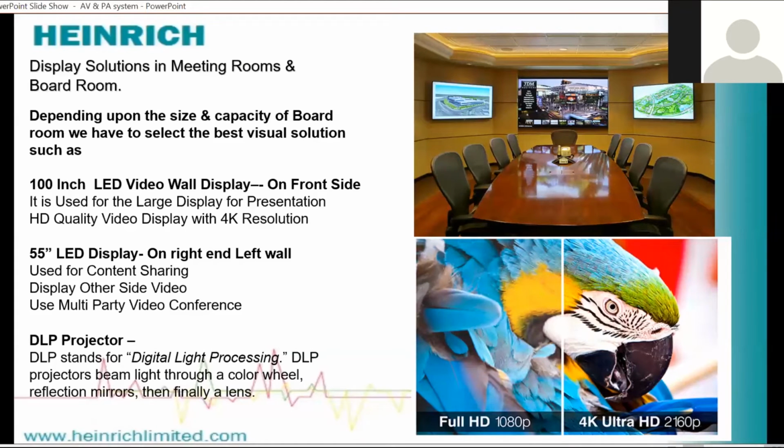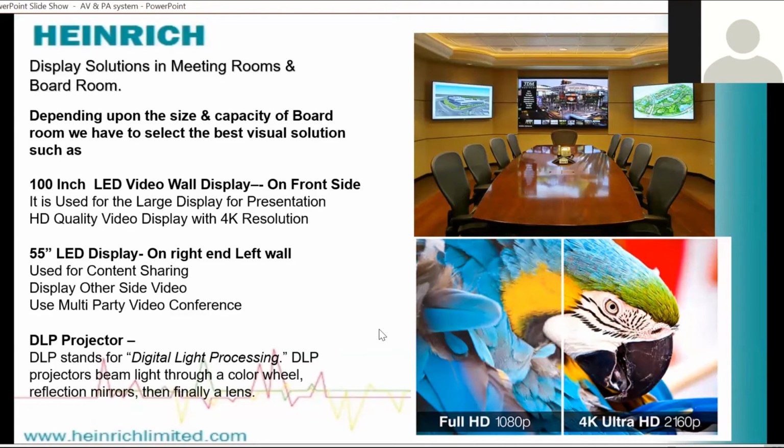If we talk about the display solution in meeting rooms, it depends upon the size of the conference room. We have multiple options available. You can choose a 100-inch or 98-inch display on the front side. For the left or right wall, you can consider 55 or 65-inch displays or projectors. As you can see in the pictures, you can use multiple displays. You can use video walls as well in your conference room.